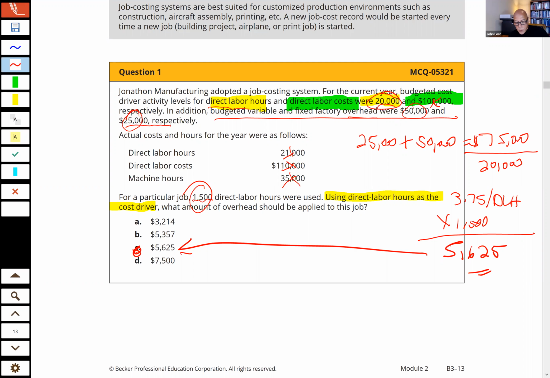Let me ask a different question. Let me ask Andrew. What would happen if they asked me what were the total overhead costs applied for the period, for the year? How would I answer that? How would I set that up?